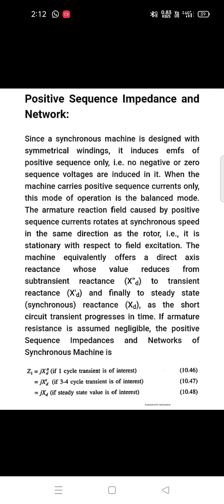Since a synchronous machine is designed with symmetrical windings, it includes EMFs of positive sequence only. So the positive sequence network includes the EMFs; no negative or zero sequence voltages are included in it. When the machine carries positive sequence currents only, this mode of operation is the balanced mode. The armature reaction field caused by positive sequence currents rotates at synchronous speed in the same direction as the rotor.